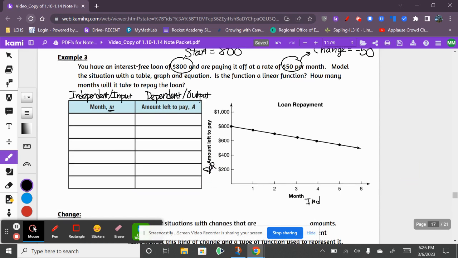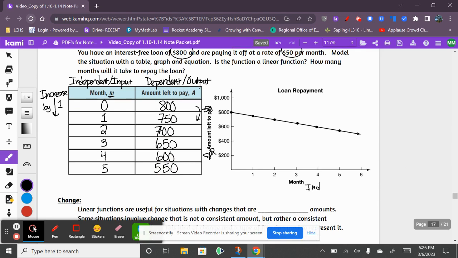When we look at this, we want to start at month 0 and increase by 1. So we would go 1, 2, 3, 4, and 5. Now we're starting with $800, and our change we mentioned is minus 50. So we're going to go minus 50 every month. So this will be 750, and then 700, and then 650, 600, 550.